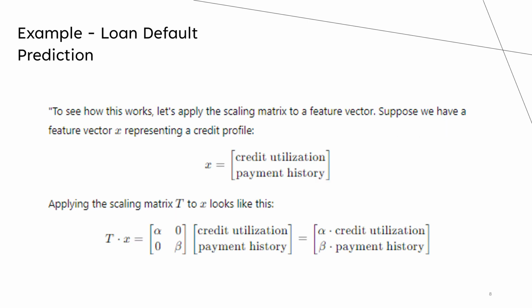An example that we can get into is loan default prediction. Consider predicting loan defaults. Suppose we have features like credit utilization and payment history. Using a scaling transformation, we can normalize these features to ensure consistent treatment across different profiles. This helps us in making fair and robust predictions, as similar profiles will have similar predictions regardless of the scale of individual features.